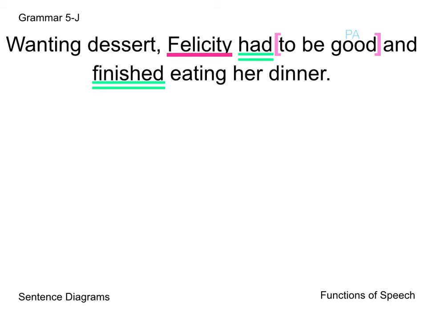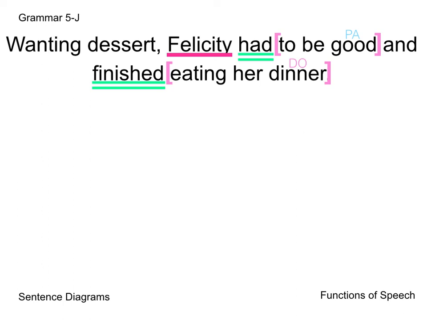And then what needs to be finished? Eating her dinner. That entire phrase is going to be our gerund phrase, and the direct object for that verb. And then within it, we have eating her dinner. Dinner is receiving the action of being eaten. So I am going to label that as a DO within the phrase, which is a DO.